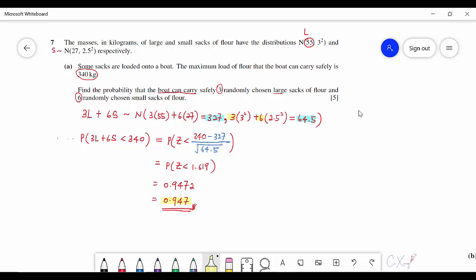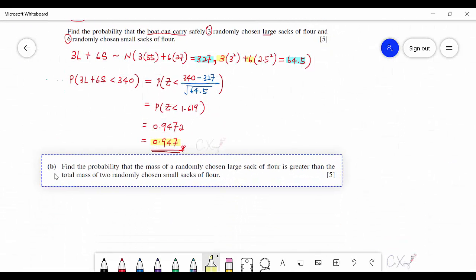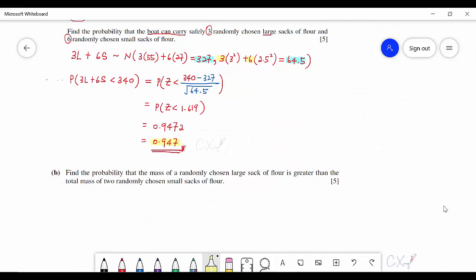Right. Okay, then now let us proceed to part B. Again, they are still asking us to find the probability that the mass of a randomly chosen large sack of flour, so that means we are having 1L, is greater than the total mass of two small sacks of flour. So that means S1 plus S2. But again, to be accurate, it should be S1 plus S2, but for me, I'll write it as 2S. I know that the 2S here is actually the addition of S1 and S2, right? So I write it as 2S.